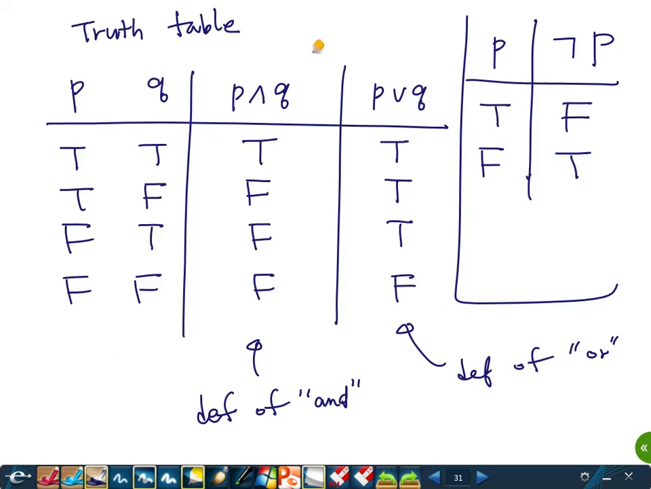This kind of table is called the truth table. It will be useful to prove something. All you need to do is to just draw a bunch of Ts and Fs. Any question?